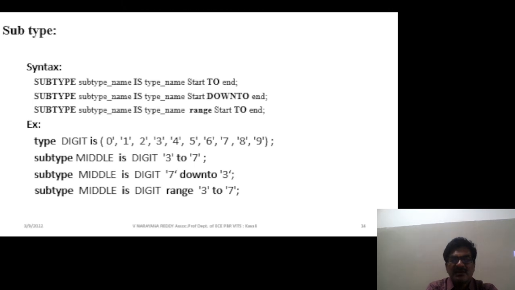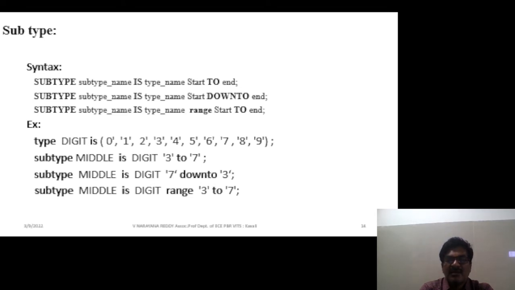Digit has 10 different values, but in the middle case, how many values? The range is mentioned as 3 to 7, that is 3, 4, 5, 6, 7, that is 5 values. So the child middle can accept the values 3, 4, 5, 6, 7. That is the meaning. Similarly, another example is subtype middle is digit 7 down to 3.